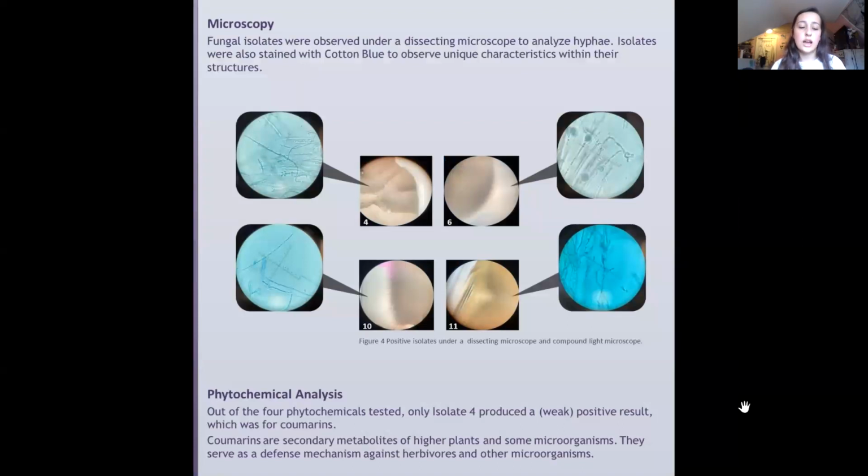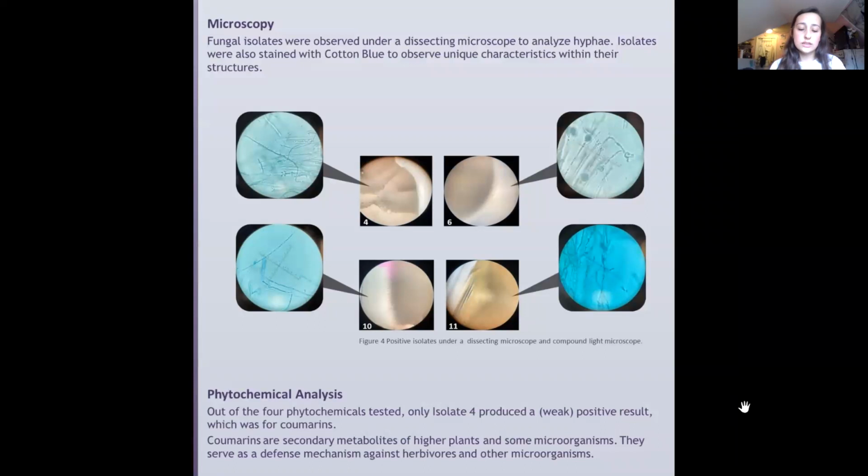For timely reasons, I only showed the positive isolates under a dissecting microscope and compound light microscope after staining. Isolate 4 and 6 continue to be similar even in their hyphae structure, though in the stain, isolate 6 has black nodules presumed to be spores, though this could be due to a longer incubation time with the release of spores. Isolate 10 and 11 have differing hyphae structures, so they may be related, but they might not be the same species.